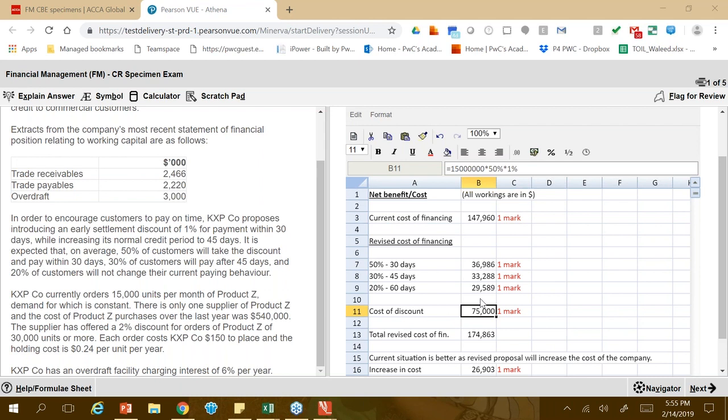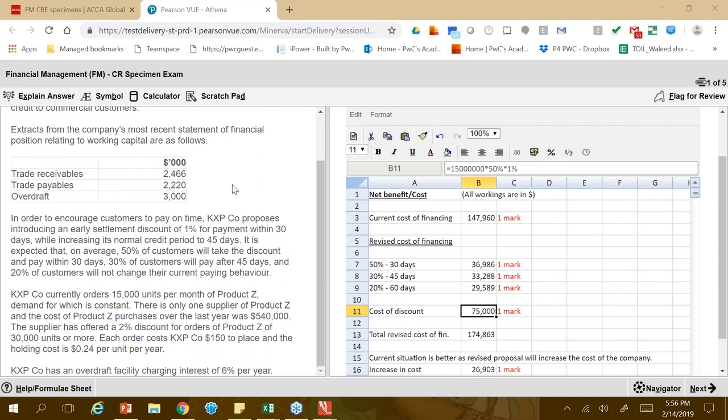Let's say they say that bad debts are 5% of the total sales. Then take the 5% and add it to wherever you're going to do. Let's say on the revised cost of financing, we'll add the 5% bad debts there. So it is a cost, but how that cost has to be computed, we do not know. The examining team has to tell us that information.